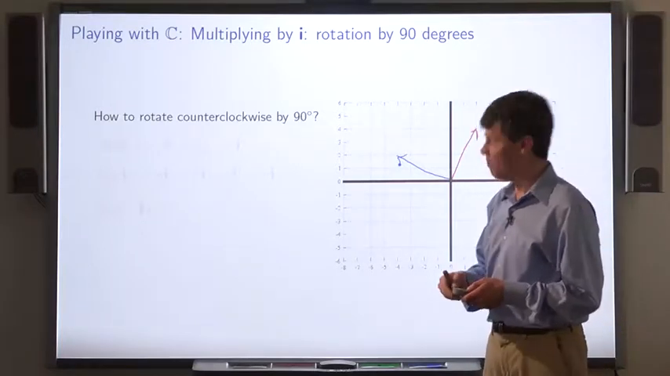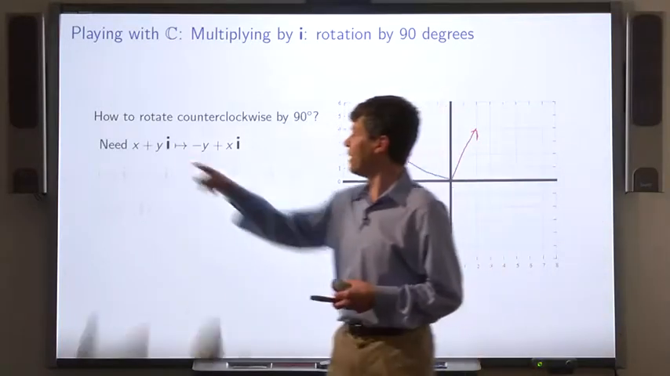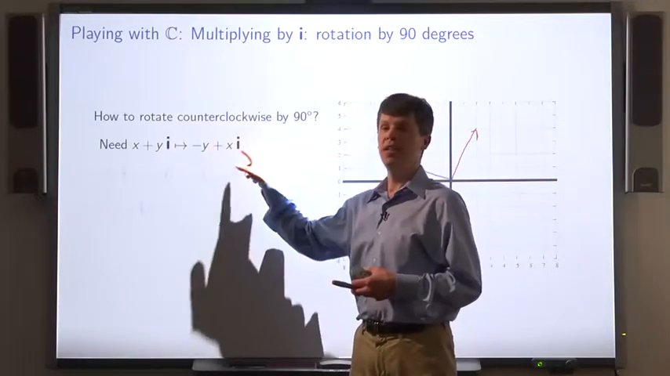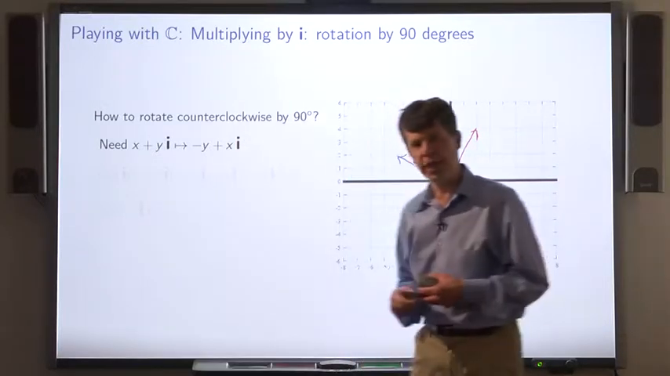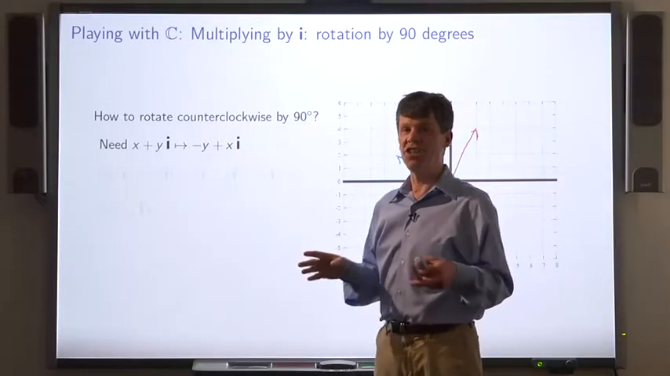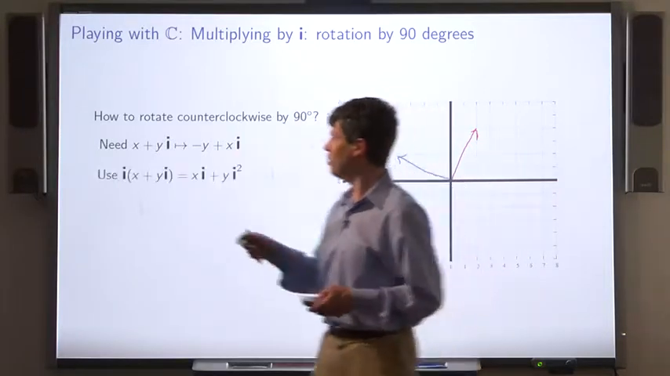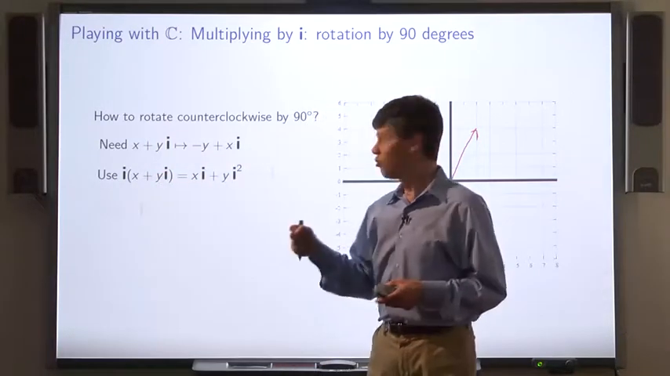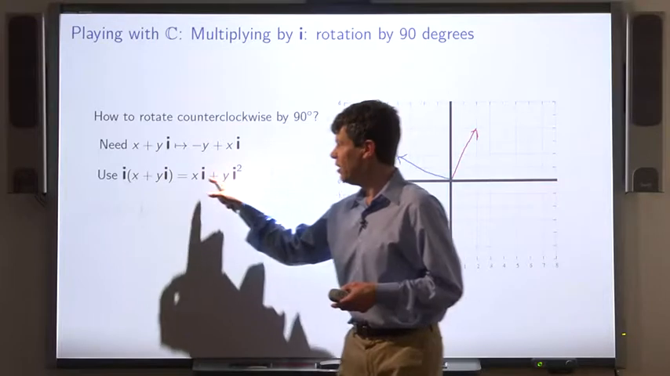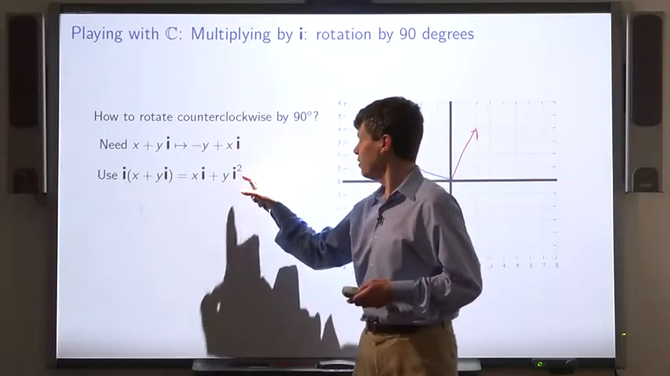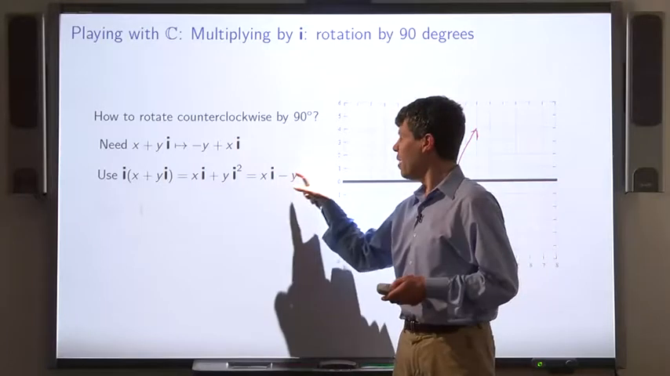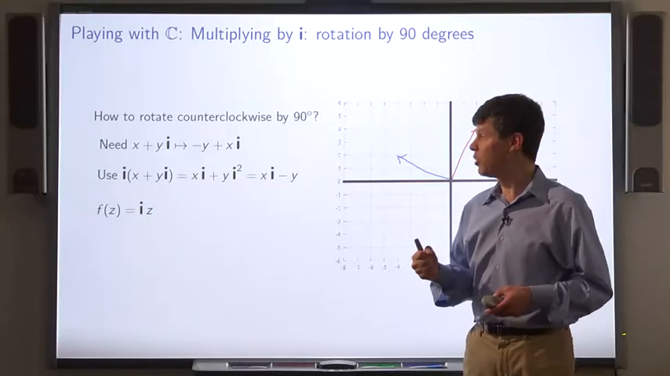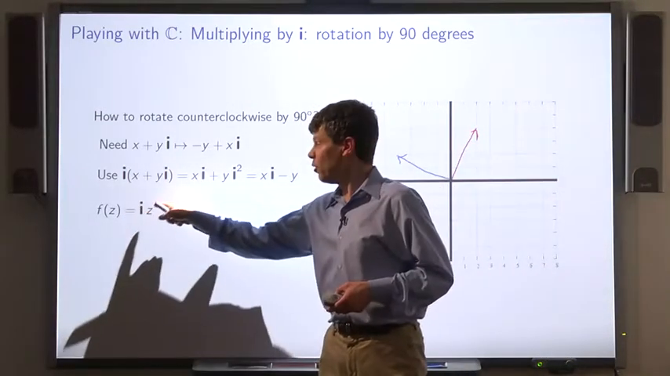So we need a way of mapping from the complex number x plus yi to the complex number minus y plus xi. How can we do that? We use the property of i, that i squared is minus 1. So we multiply i times x plus yi. Using the distributive law, we get x times i plus y times i squared, which is x times i minus y. So the function we use for rotating by 90 degrees is f of z equals i times z.